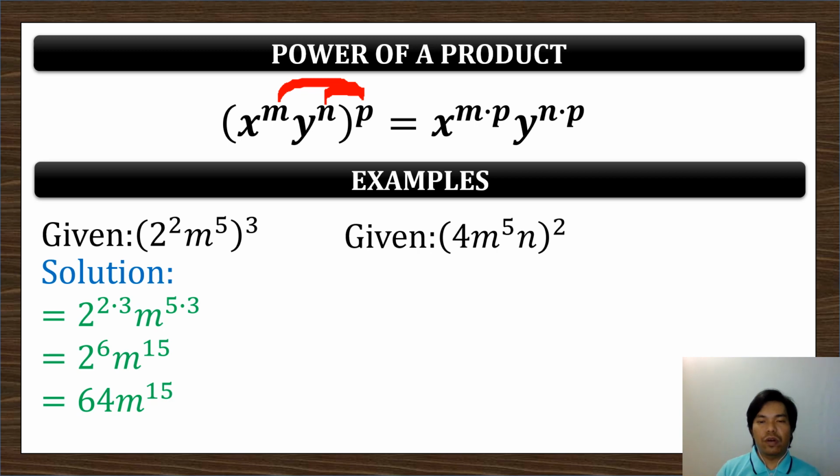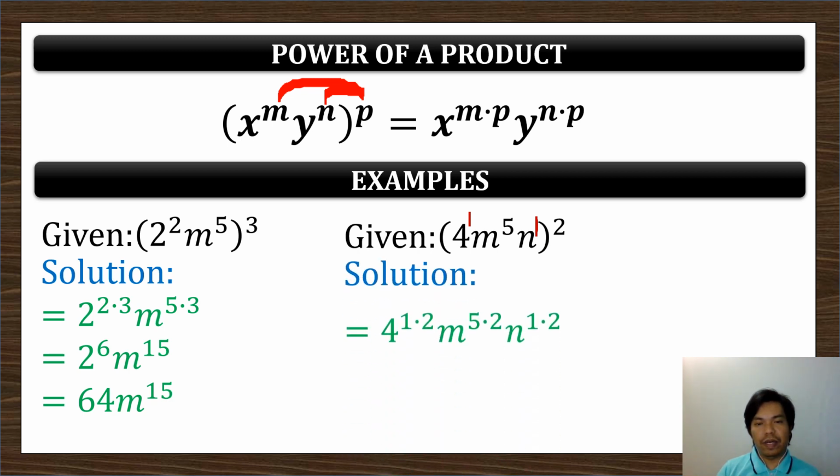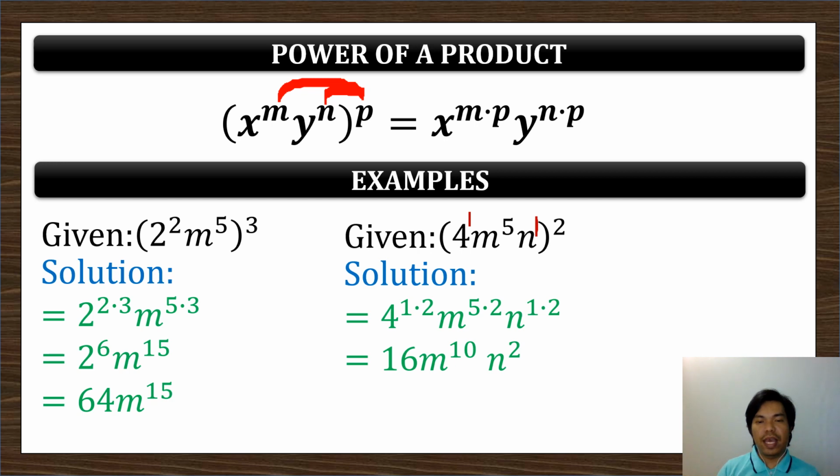Another example, if you have here 4m raised to 5n quantity squared, so ganun uli yung gagawin natin dito. Ang 4 ay walang naka-indicate na exponent. So ibig sabihin ng exponent ng 4 ay 1. And then yung n din natin dito ay walang naka-indicate na exponent. So ibig sabihin ng exponent din niya ay 1. So applying yung ating power of a product, distribute natin yung ating exponent na 2 na nasa labas. So magkakaroon tayo ngayon ng 4 raised to 1 times 2, m raised to 5 times 2, and n raised to 1 times 2. So simplifying this one, this will give us 16 m raised to 10 n squared.